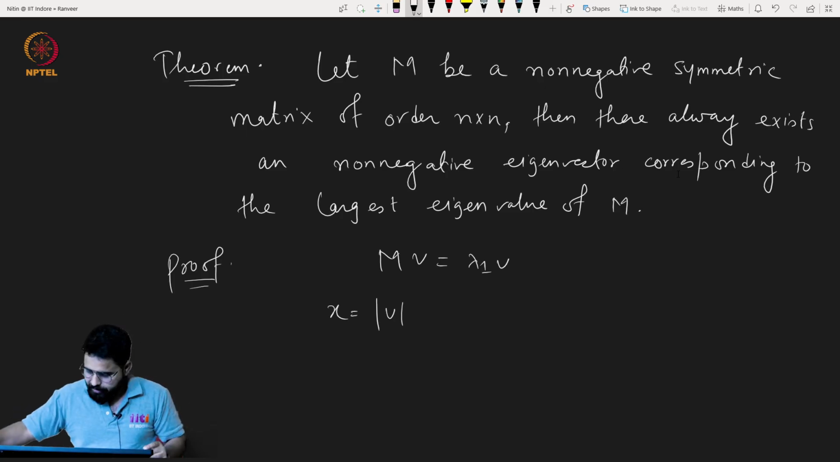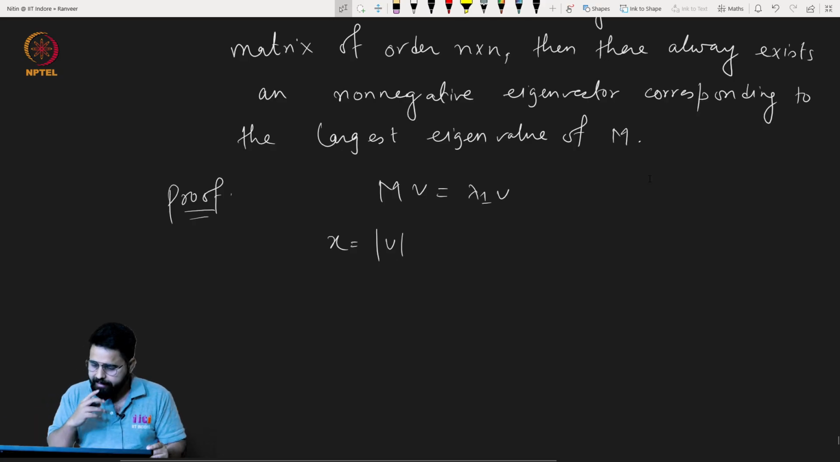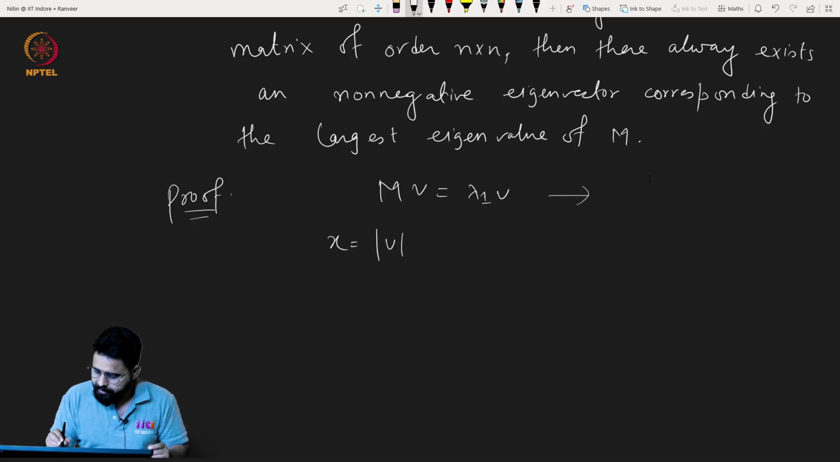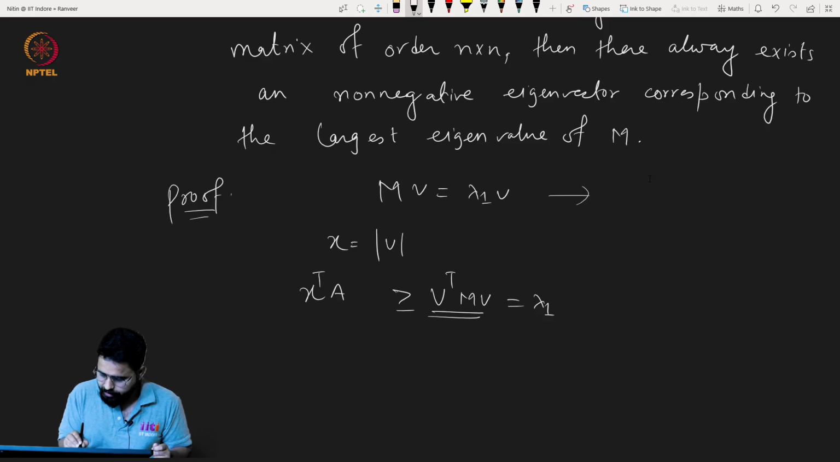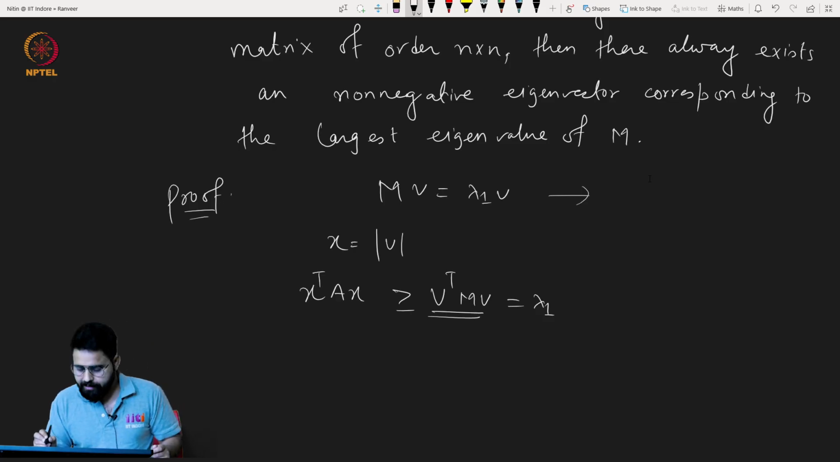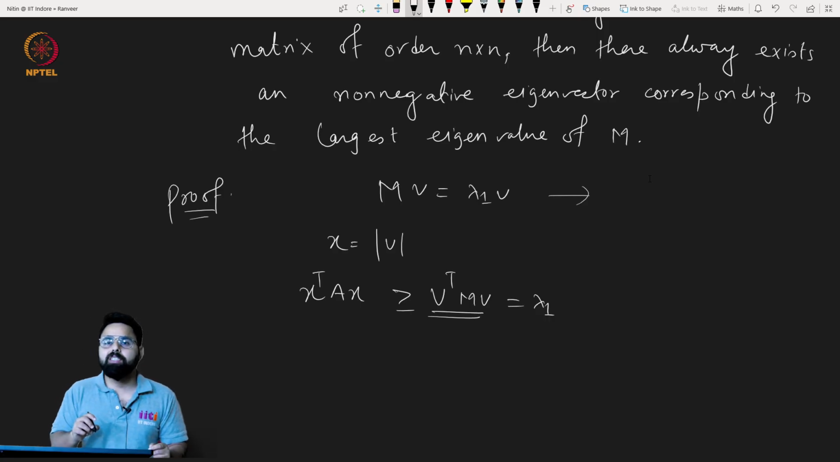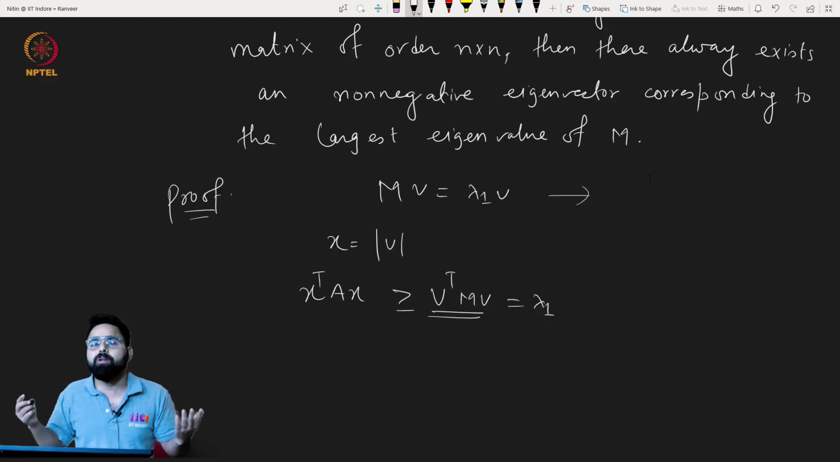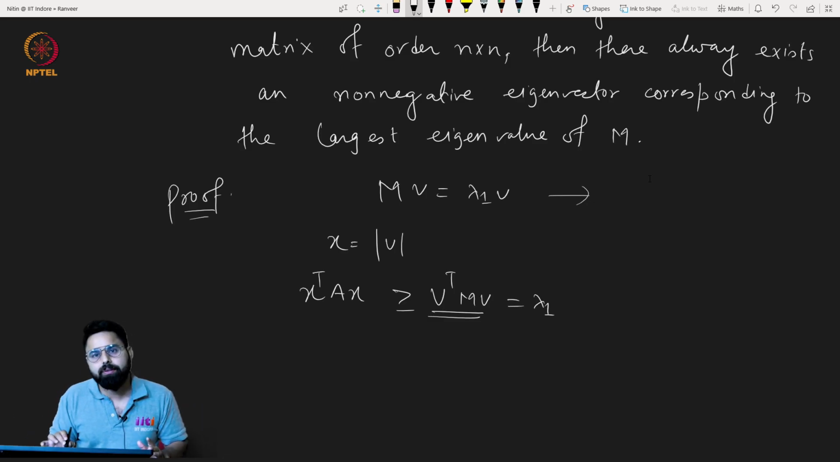So we know that v transpose M v will give you lambda 1, right? And this quantity is always less than or equal to x transpose A x. Why is this true? Because in x every entry is non-negative, and A is also non-negative. So that's why this follows.